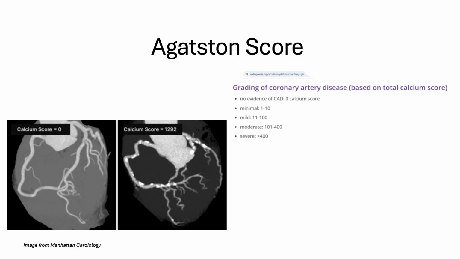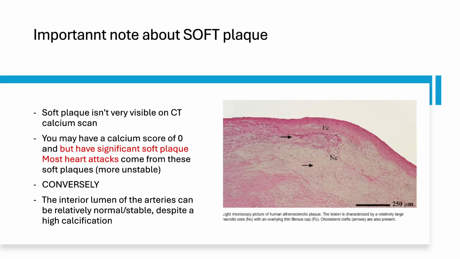This essentially grades how much calcium is visible on the CT scan, from no calcification all the way to severe calcification when you get numbers above 400 into the thousands. Soft or uncalcified plaque isn't very visible on a CT calcium scan. You can have a calcium score of 0, but on the inside of the arteries there could be significant encroaching soft plaque. And it's important to know that most heart attacks come from these soft plaques, which are more unstable.